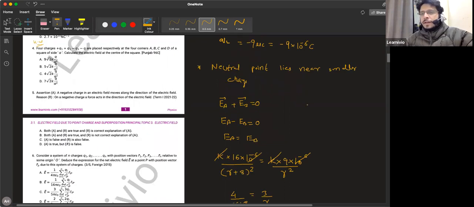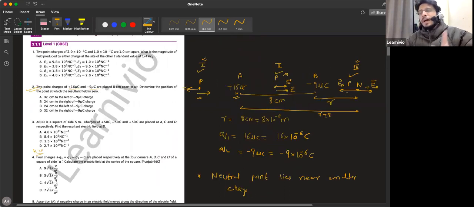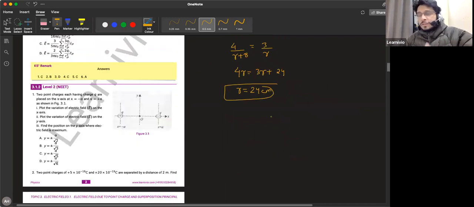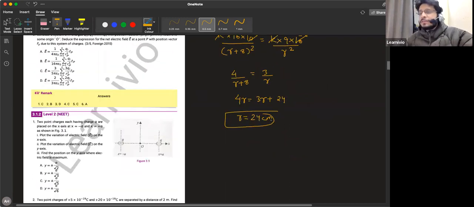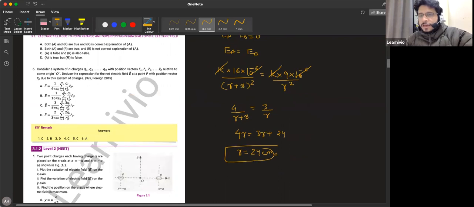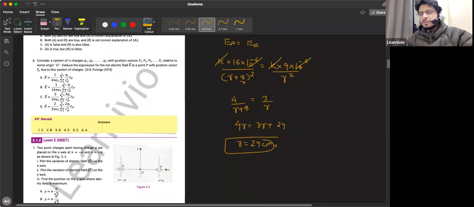So the point at which the net field is 0 will lie in region 3 at a separation of 24 centimeters. There is one question, why am I getting my answer in centimeter? Because I'm taking this 8 in centimeters. I'm taking this length in centimeter. That's why I'm getting my answer in centimeters. If you multiply it by 10 raised power minus 2, then you will get your answer in meters. But here I'm taking this in centimeters.